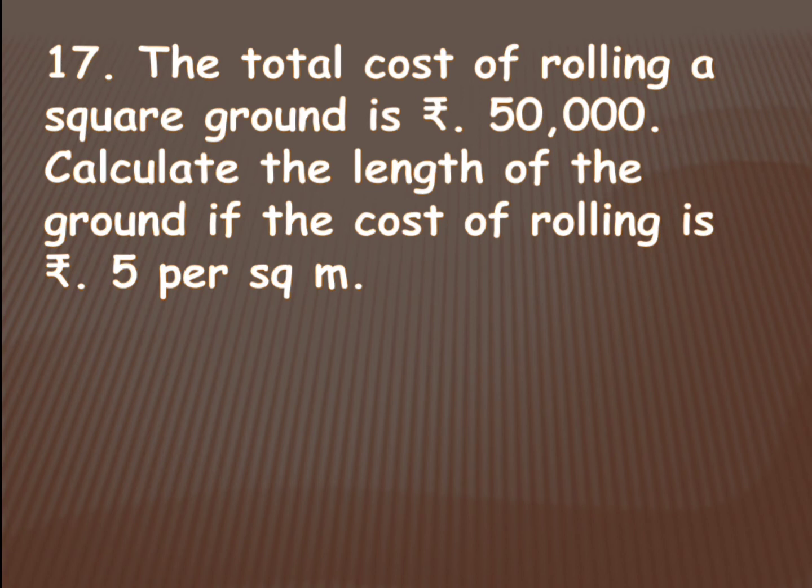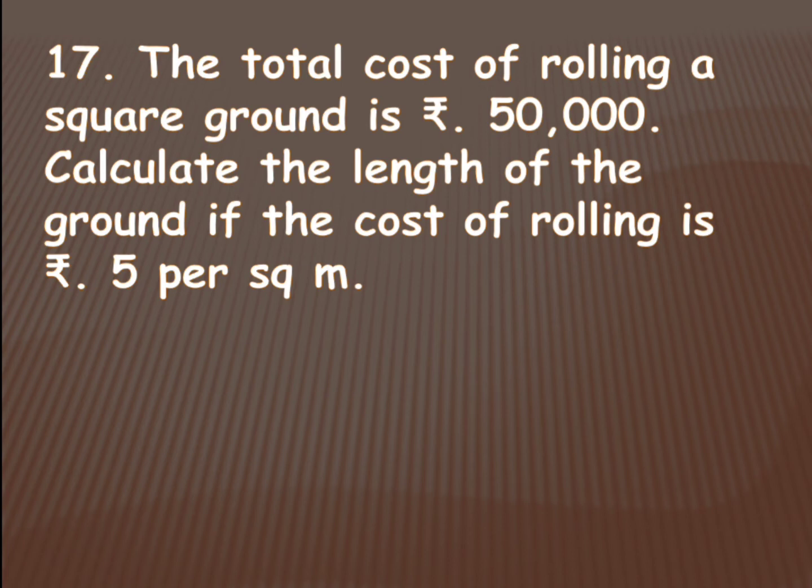So the total cost of rolling a square ground is rupees 50,000. Calculate the length of the ground if the cost of rolling is rupees 5 per square meter. Okay, so there is a square ground in which they have done the rolling, and to do the rolling of that square ground, it is 50,000 rupees. Okay, and also they have given, if they roll it for 1 square meter of area, then it is 5 rupees.